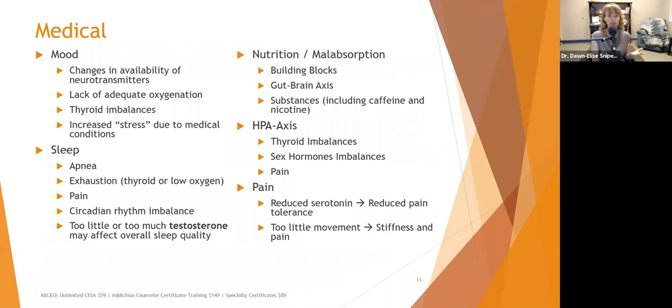Nutrition issues from medical conditions. If people aren't getting the building blocks they need to make the neurotransmitters and the hormones for health, then that's going to be a problem. Sometimes they're just not hungry, they're not eating. Other times, because of malabsorption syndromes, Crohn's disease, etc., they may not be absorbing the nutrients that they need.